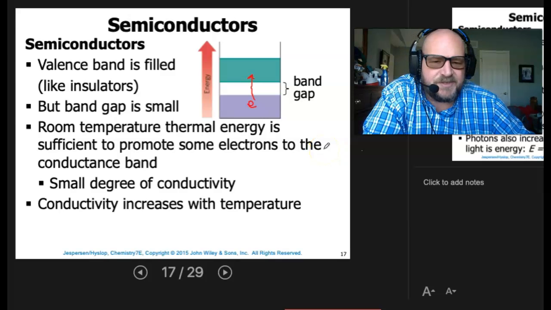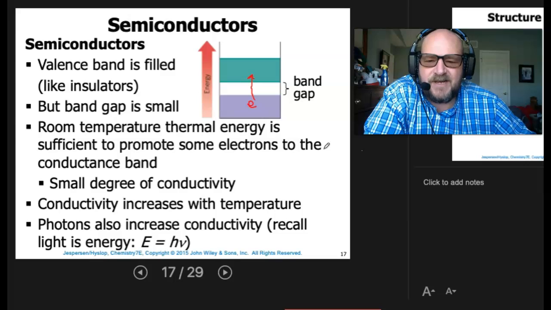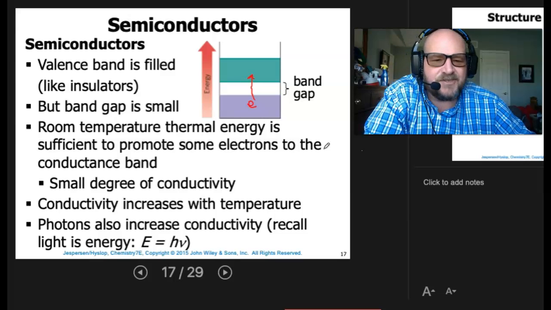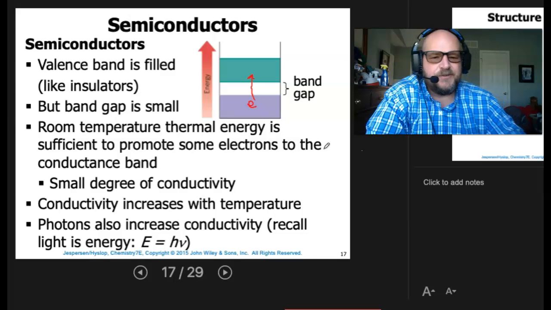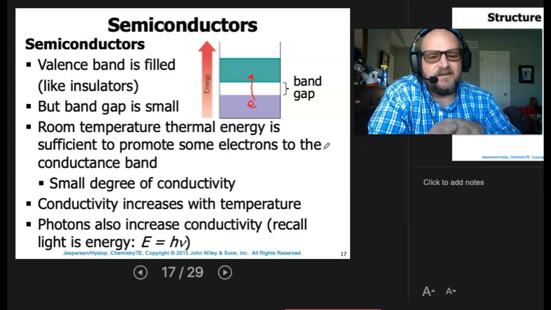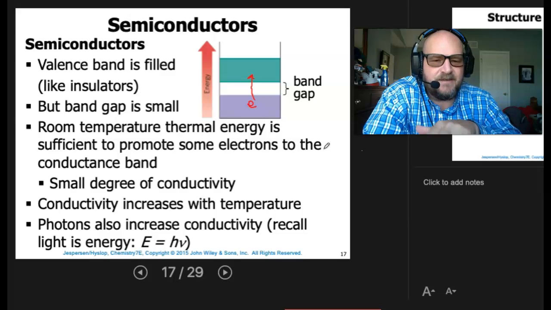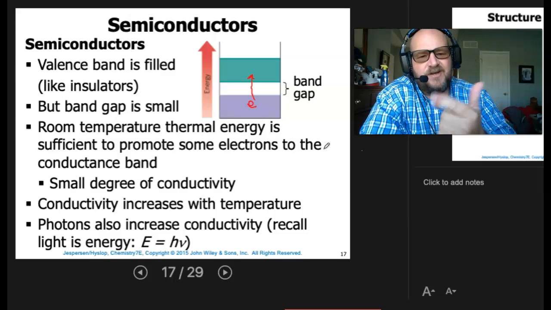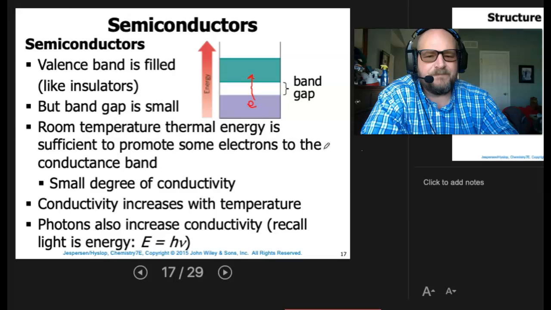Conductivity then will increase with temperature. Photons can also increase the conductivity. Remember, light is actually energy. Energy is equal to h nu. So if we shine light on a semiconductor, that also can help promote electrons into that conductance band.